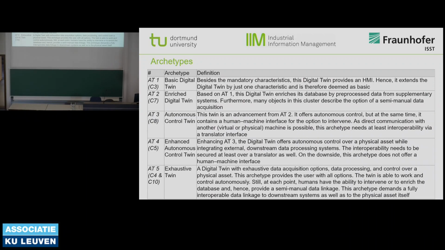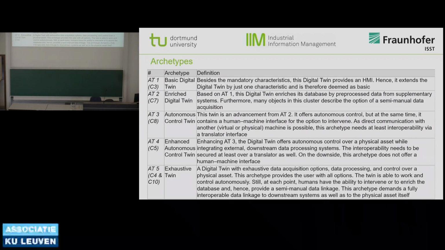The first archetype, which is represented by cluster 3, is some kind of a basic digital twin. So we do have our mandatory characteristics. We do have synchronization, we do have a bidirectional data linkage, but that's it. Nothing more, nothing less.